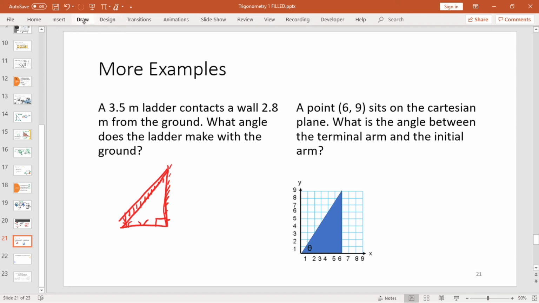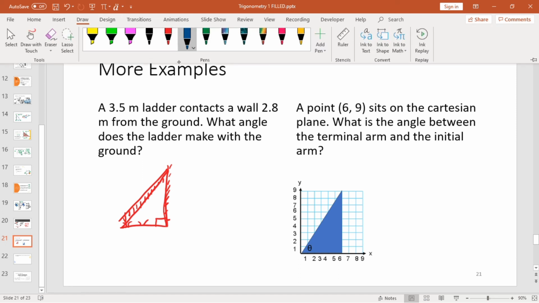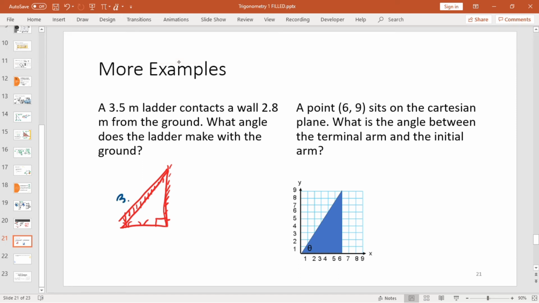So let's put in some values. The ladder is 3.5. It contacts the wall 2.8 meters from the ground. So this measurement is 2.8. And what are they asking me for? They're asking me for what angle does the ladder make with the ground. So ladder, ground, this angle.